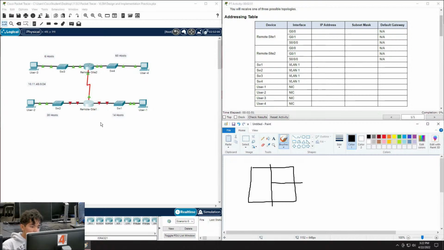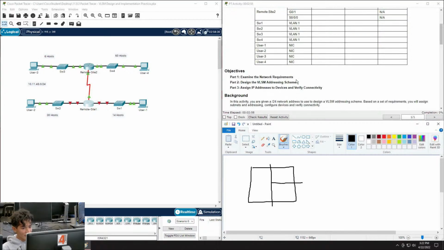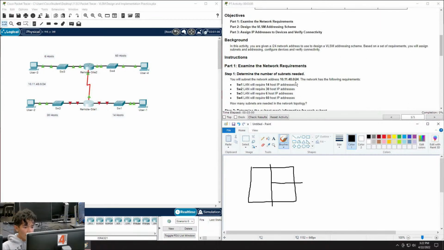So on the left side, we have an example logical network that we're going to try variable length subnetting on. For the instructions, it gives us which hosts and which networks need subnetting. Right here, we see S1, so the switches. S1 needs 14, S2 30, S3 6, and S4 60.